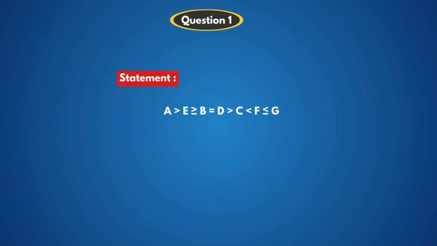Let's see the questions. Question number 1. Statement: A > E >= B = D > C < F <= G. Conclusion 1: C < E. Conclusion 2: F > D.